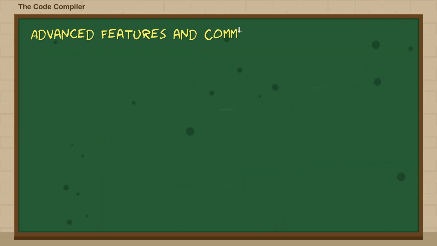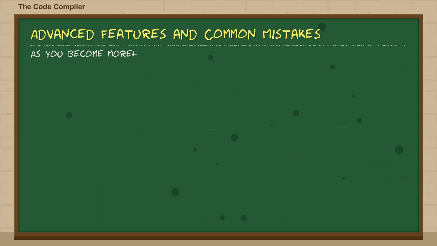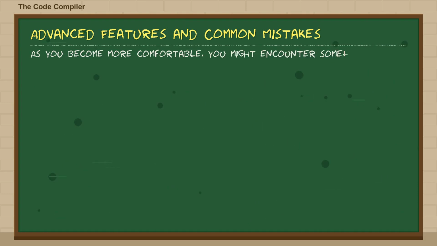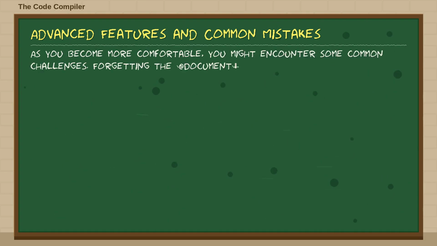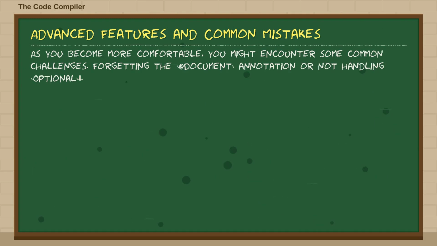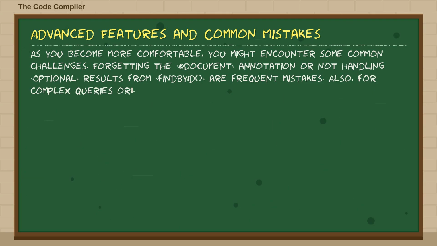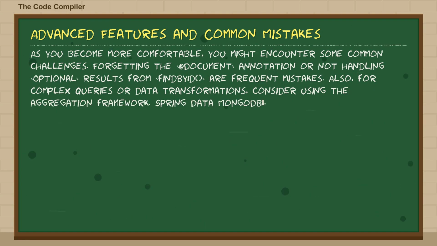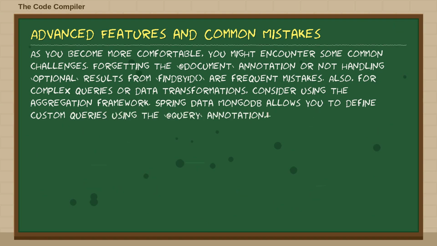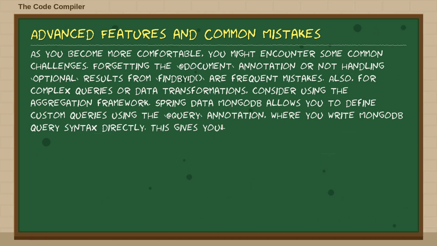As you become more comfortable, you might encounter some common challenges. Forgetting the @Document annotation or not handling Optional results from findById are frequent mistakes. Also, for complex queries or data transformations, consider using the aggregation framework. Spring Data MongoDB allows you to define custom queries using the @Query annotation, where you write MongoDB query syntax directly. This gives you fine-grained control.